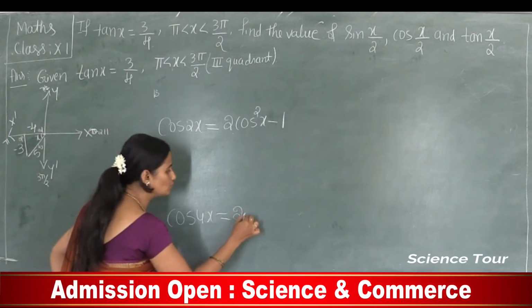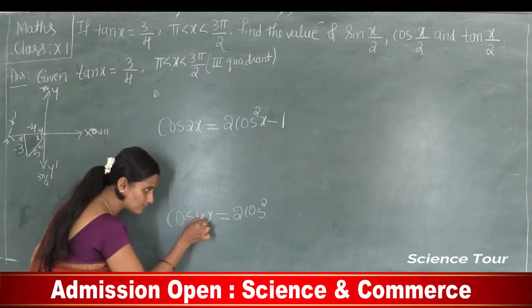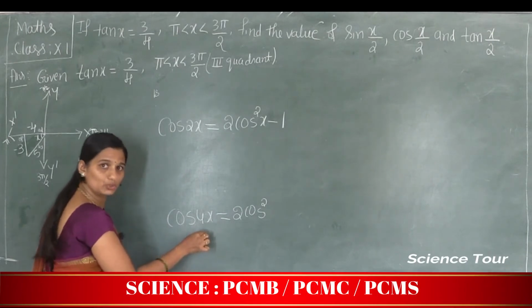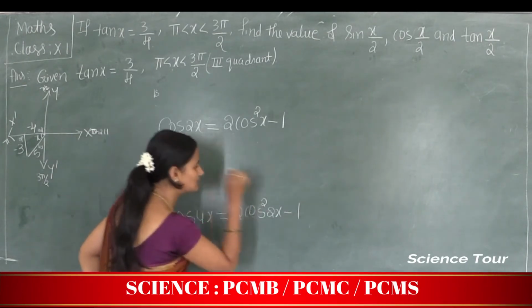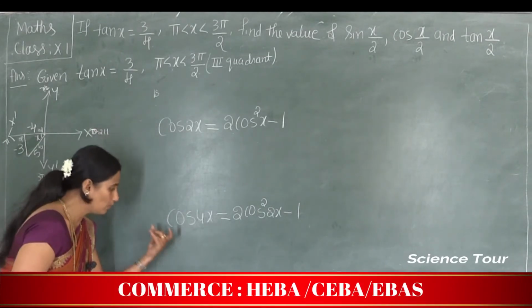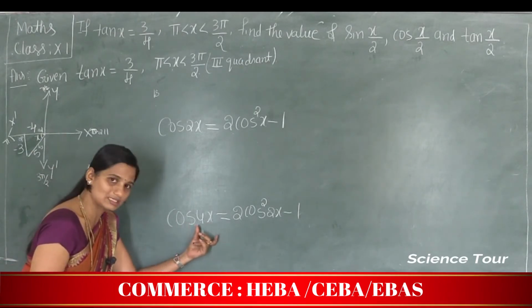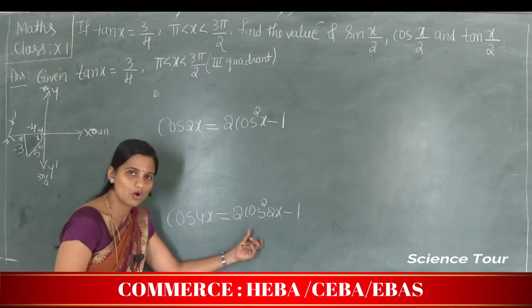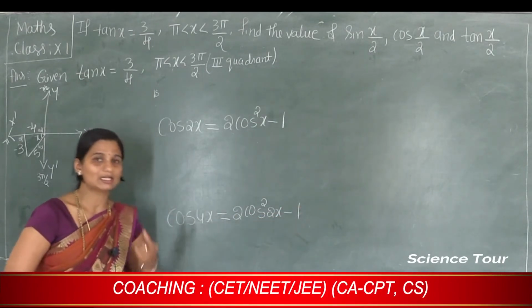It is 2 cos square 2x minus 1, where 2x is 4x divided by 2, right? Yes, now it is 2 cos square 2x minus 1. You know how to write cos 4x. How to write cos 6x? cos 6x is equal to 2 cos square 3x minus 1. How are we getting that 3x?